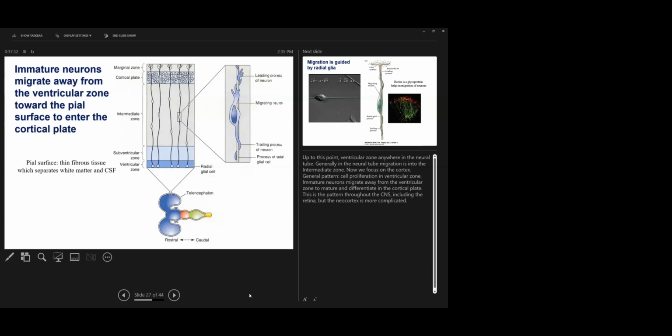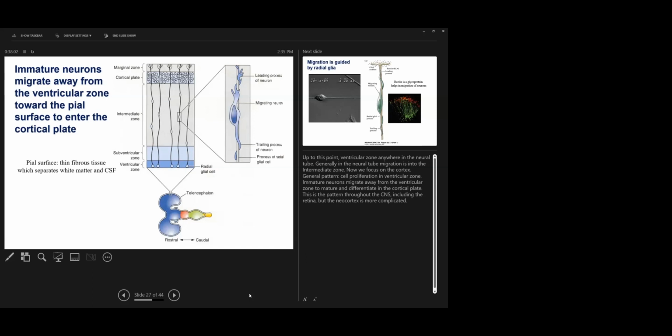Here, this is a typical structure of a radial glial cell and neuronal cells in the intermediate zone. You can see that this white thing is the process of the radial glial cell, and the blue one is the migrating neuron. So it is generated in the ventricular zone, it migrates to the intermediate zone, then it goes into the cortical and marginal zones.